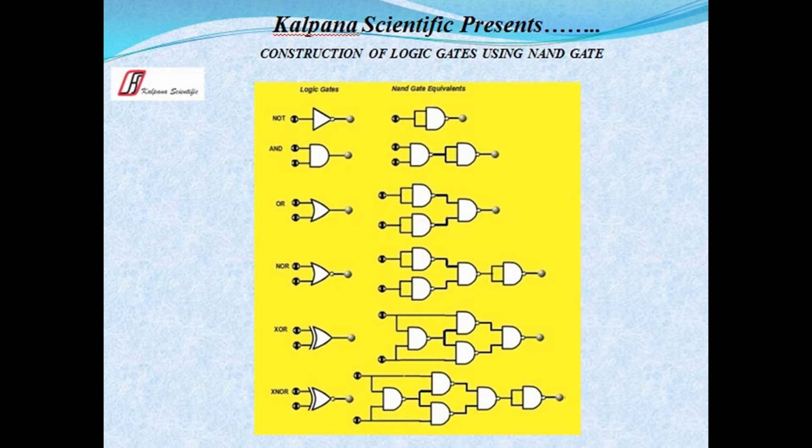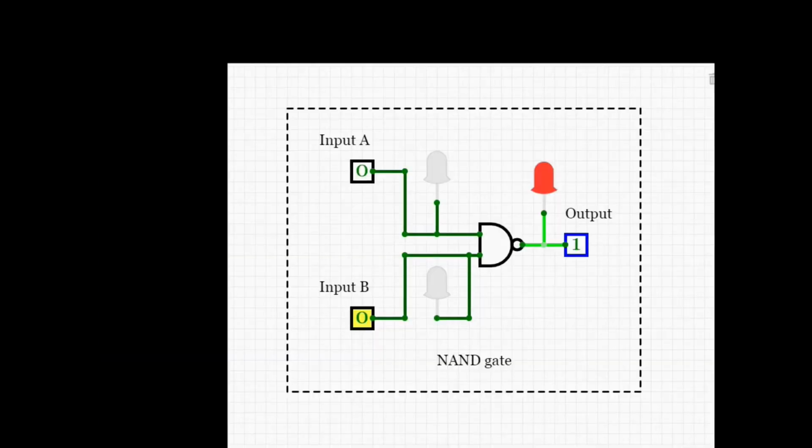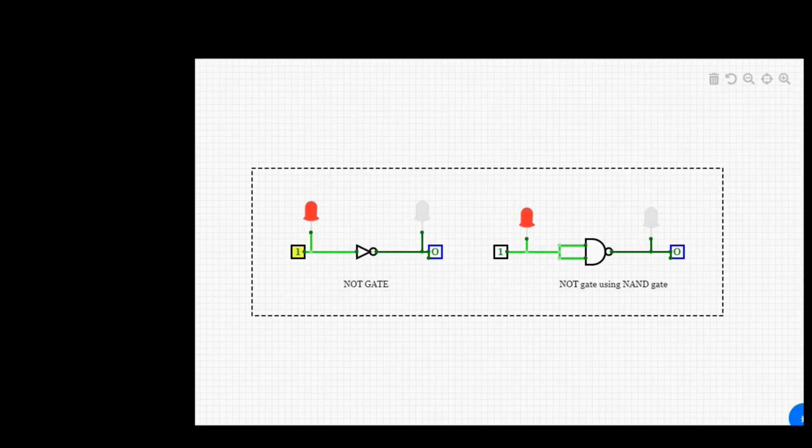When both of its inputs go high, then only the output of this gate becomes low. Otherwise, the output remains in logic high state. Now we can construct a NOT gate or inverter using NAND gate if we tie its both inputs together.